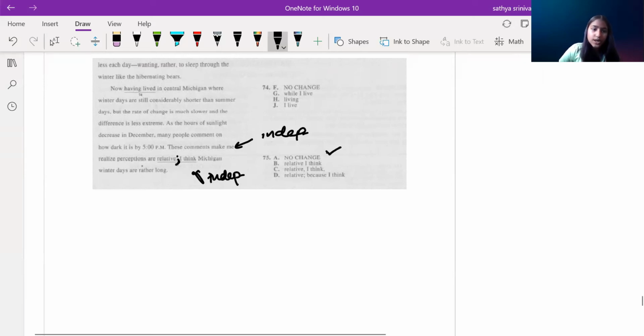These comments make me realize perceptions are relative. I think Michigan winter days are rather long. Okay, this is a run-on sentence, right? They're just having two independent sentences without any punctuation, which is wrong because it's a run-on sentence. And again, you can't have a comma here because you can't combine two independent sentences with a comma, so C is wrong. And then D, if we add "because I think" here, the second sentence also becomes a dependent clause, so D wouldn't work. Does that make sense?